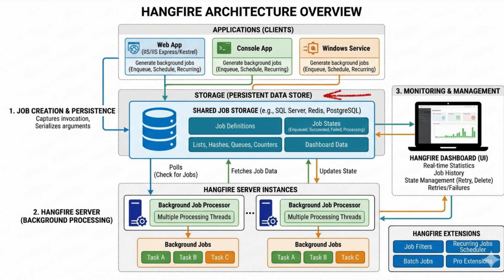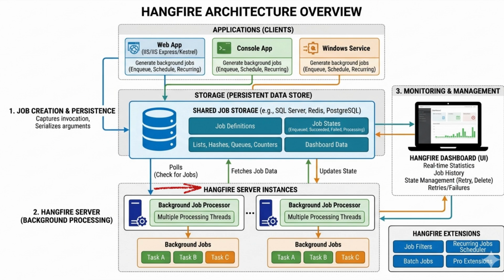The third component of Hangfire architecture is the Hangfire server, which is also known as job execution. The server is a set of background threads that sits inside a process, which could be the same web application as the client or a separate Windows service or console application. It follows four steps. The first one is polling and fetching. The server continuously polls the storage for jobs that are ready to run.